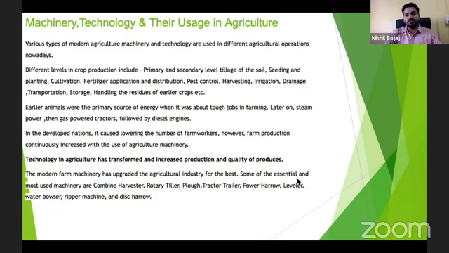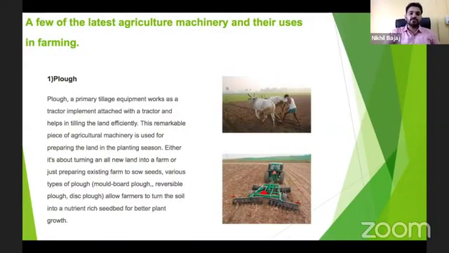So there are a few essential and commonly used machines which we will be discussing in further slides, like the combine harvester, the rotary tiller, and the plow, which I will show. So here we can see a few of the machines that are used nowadays. The first one is the plow. Earlier it was used manually with bullock carts, and nowadays we have attachments which can be connected to tractors, which makes the work easy.